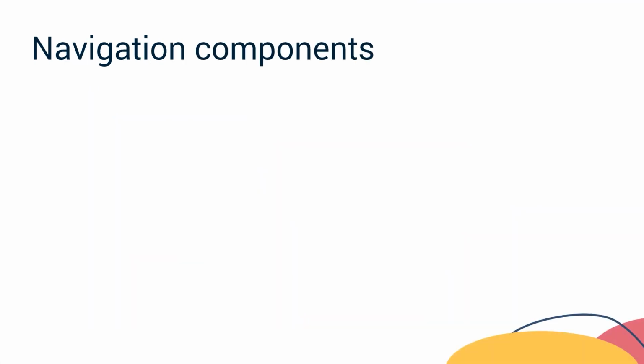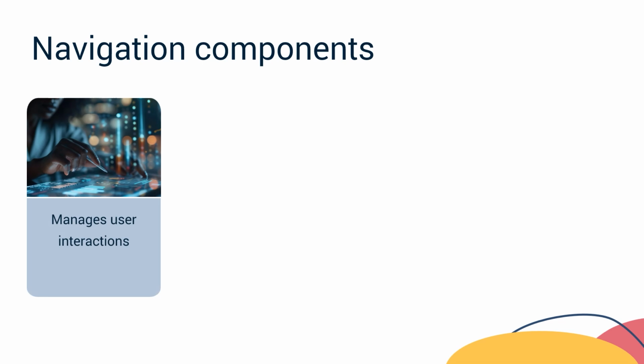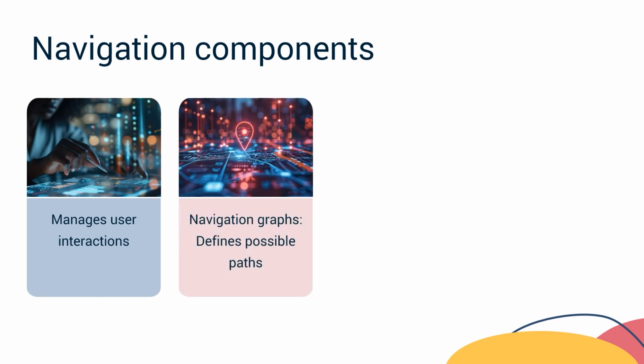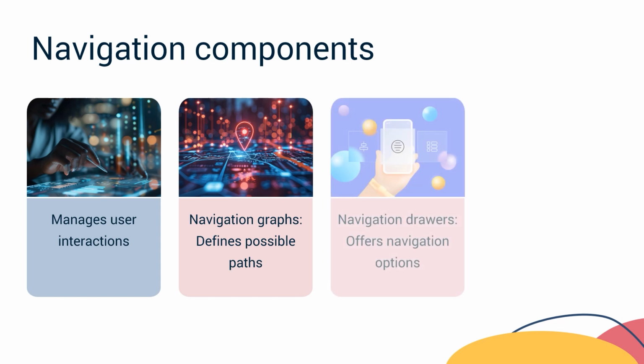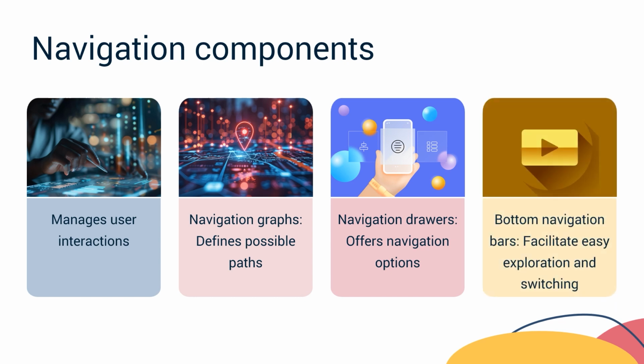Next, the navigation components manage user interactions with an app. Let's explore some essential navigation components. The navigation graphs are XML resources that define all possible paths and interactions in the app. The navigation drawers are panels that offer navigation options by sliding in from the side. The bottom navigation bars facilitate easy exploration and switching between top-level views with a single tap.